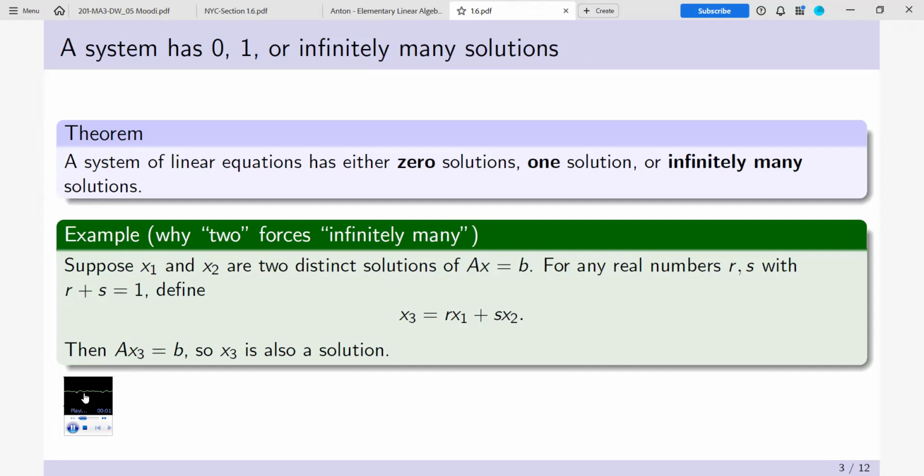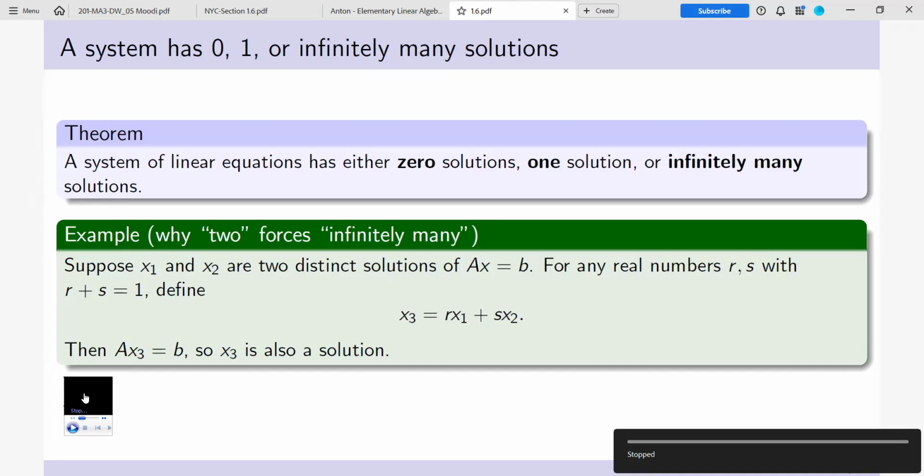Here is the core idea. Linear systems play nice with linear combinations. If x1 and x2 both work, then any weighted average with weights adding to 1 also works. And since there are infinitely many choices of the weights, you get infinitely many solutions.